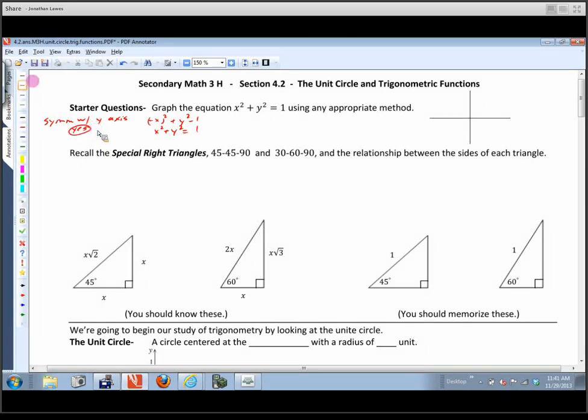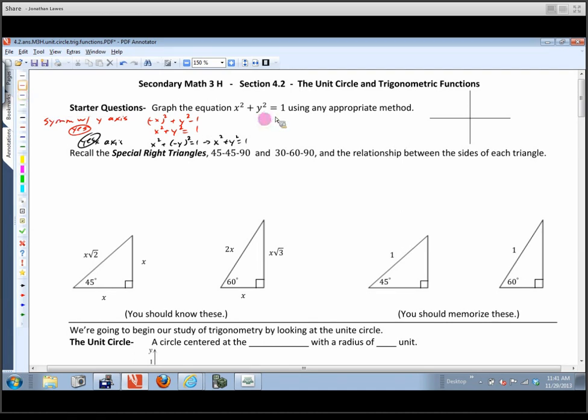If we check symmetry with the x-axis, we plug in a negative y for y. So we're going to do x squared plus a negative y, squared. Well, if I do that, I get x squared plus y squared equals 1. So I get the same thing. So the answer there is also a yes. It's also symmetric with the x-axis.